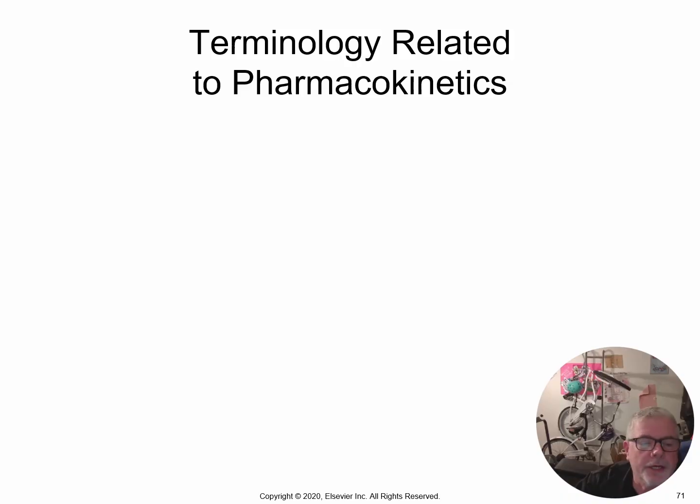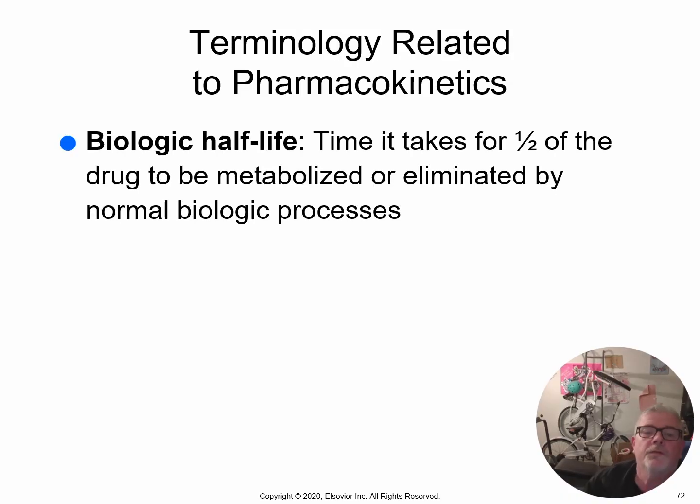So some other terminology related to pharmacokinetics. A biological half-life is the time it takes for half of the drug to be metabolized or eliminated by normal biological processes. That's why some antibiotics you can take once a day, and some antibiotics you have to take every 6 hours, because the ones that you take once a day have a much longer half-life. It takes much longer for the body to get rid of half of it over time than it would be for other drugs.